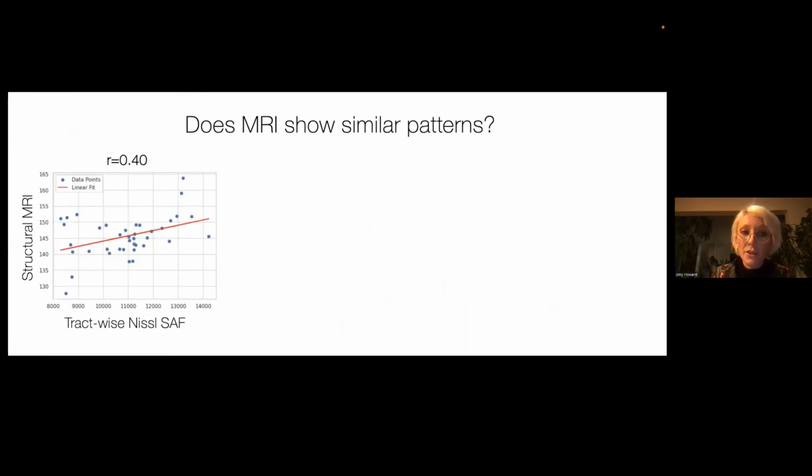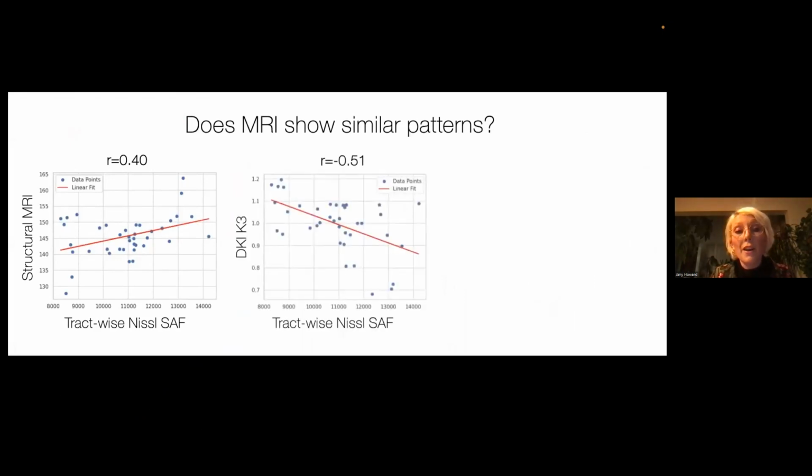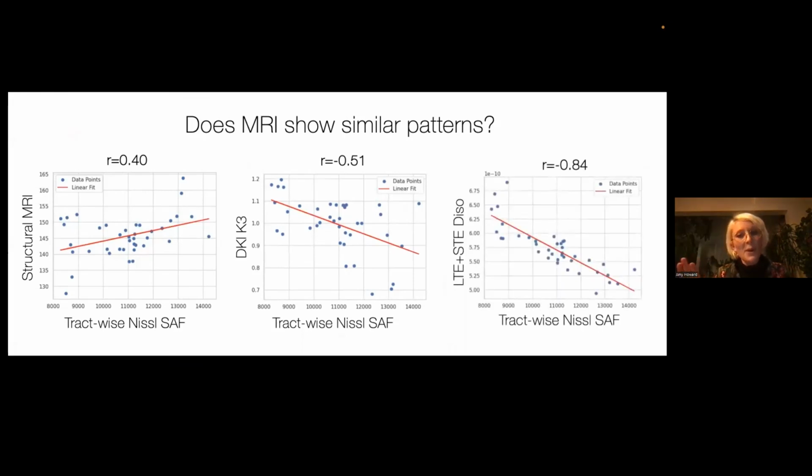Well, if we correlate with structural MRI, we see a fairly good relationship. If we correlate with different diffusion metrics, we can see that the kurtosis, the third parameter, also shows a slightly better relationship. Now, interestingly, and this is a really recent result, so I need to go back in and check this, take it with a pinch of salt, but the best correlation I found was this isotropic diffusivity from combined linear and spherical tensor encoding, which has this very, very strong correlation with glial density across the white matter.